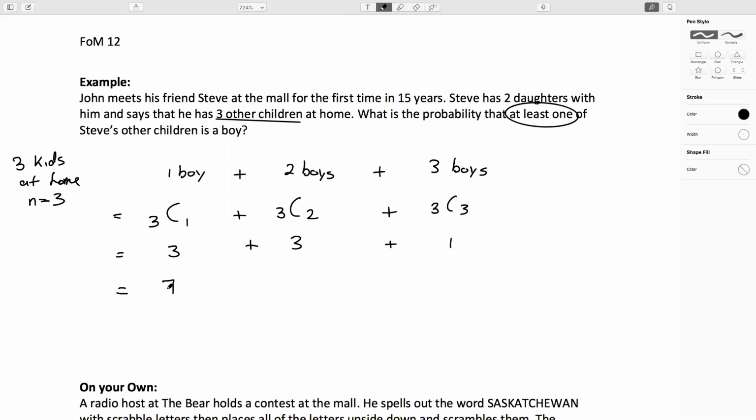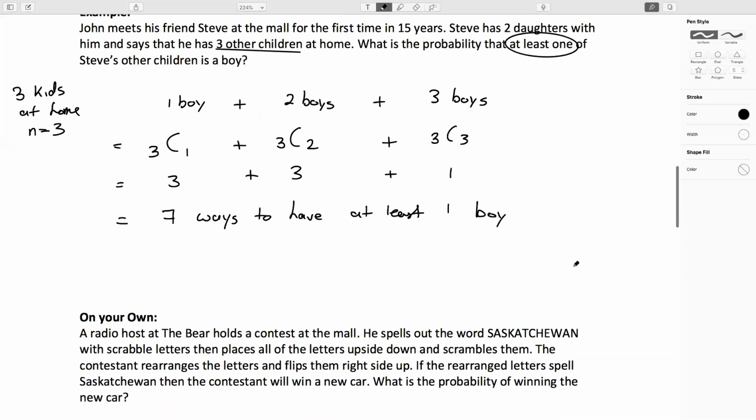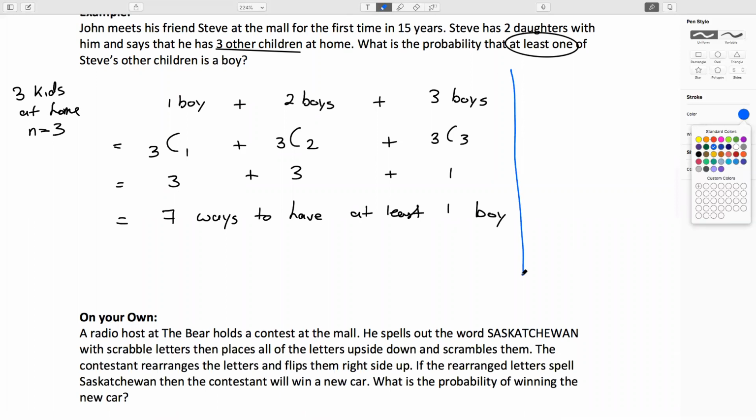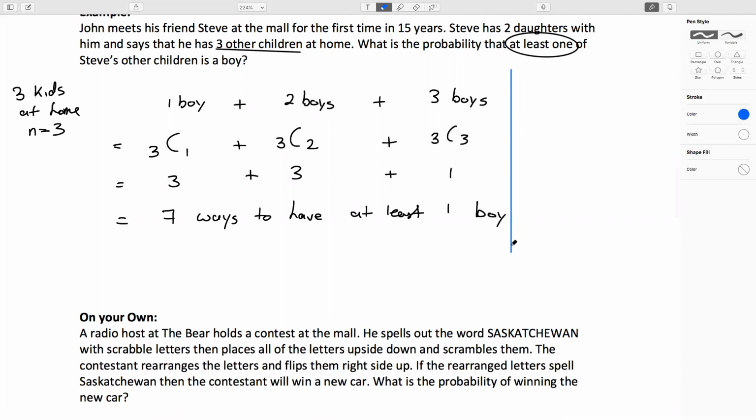So in this case, there are 7 ways to have at least 1 boy. If it was, what's the probability that he has 1 boy, there would only be 3 ways for that to happen. Could be the first child, the second child, or the third child. But because of the at least, it changes the problem. The total number of outcomes, and we're kind of running out of space here, let's just divide this a little bit.